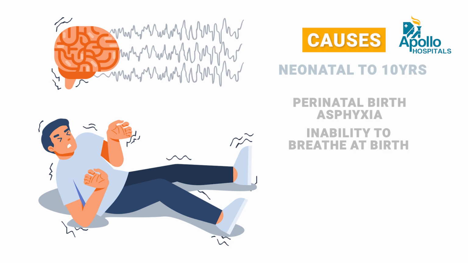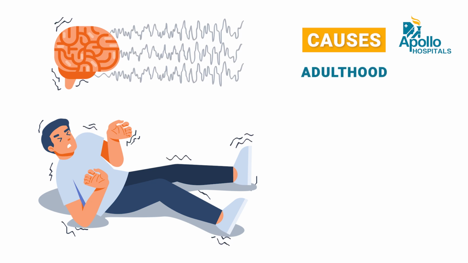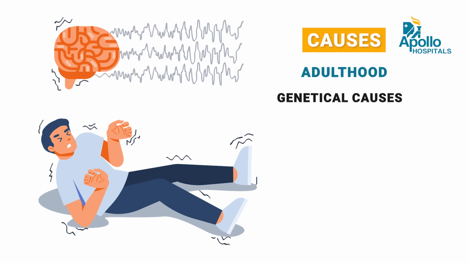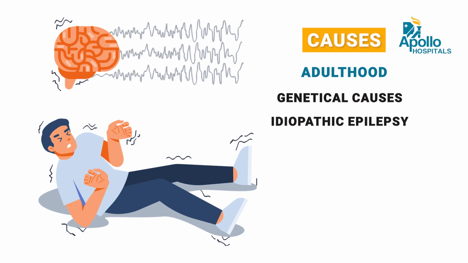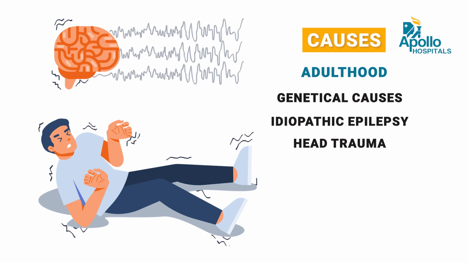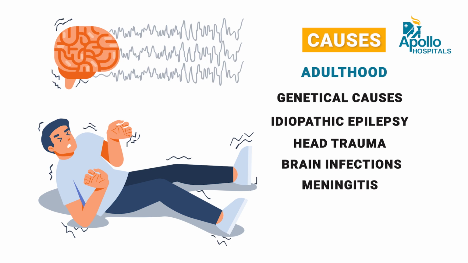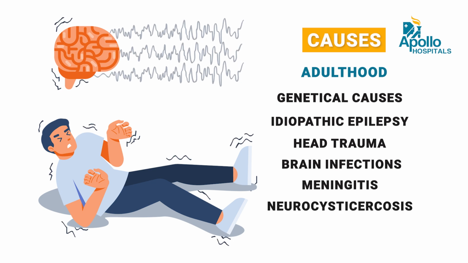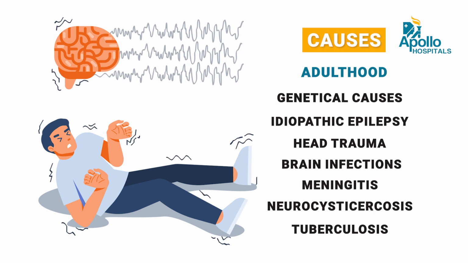If you come later on in adulthood, the commonest cause is genetic causes, what is commonly called idiopathic generalized epilepsy. They can also follow head trauma; road traffic accidents also contribute to a significant extent. Then brain infections, meningitis, and particularly in our country, a parasitic infection called neurocysticercosis and tuberculosis of the brain, both can lead to seizures and then subsequently epilepsy.